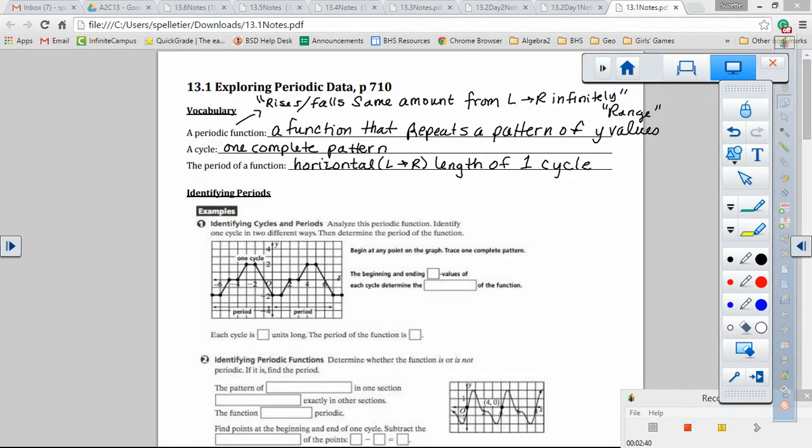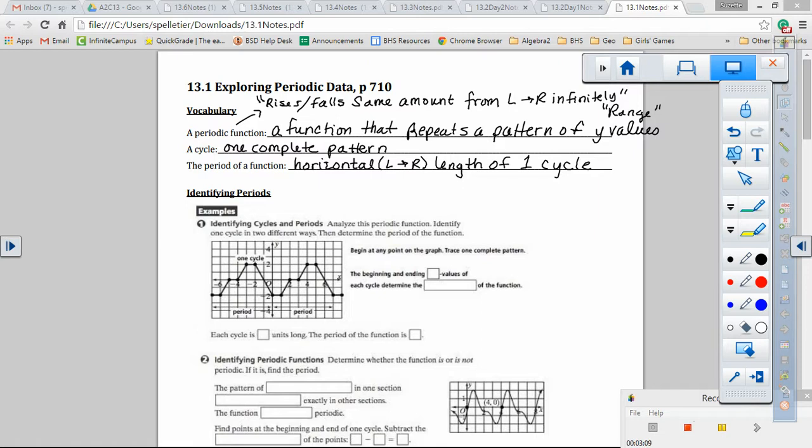All right, so we're going to use these examples to help us identify that on a graph. So let's look at example 1. These were screenshotted from some different resources, so they may not be super clear, and I apologize for them being a little bit blurry. Number 1 says, identifying cycles and periods. Analyze this periodic function, identify one cycle in 2 different ways, then determine the period of the function. So off to the right-hand side, it tells you what we're supposed to be doing.